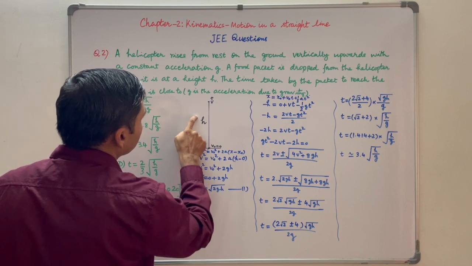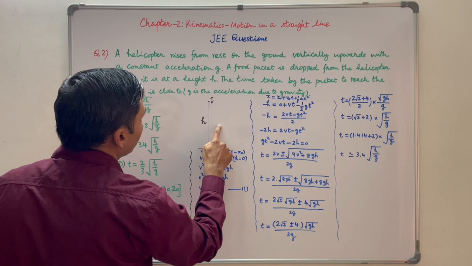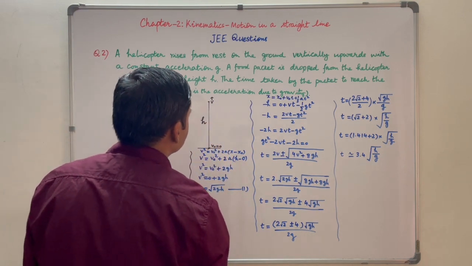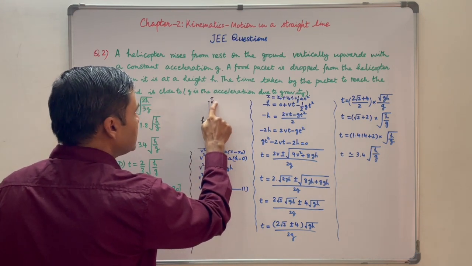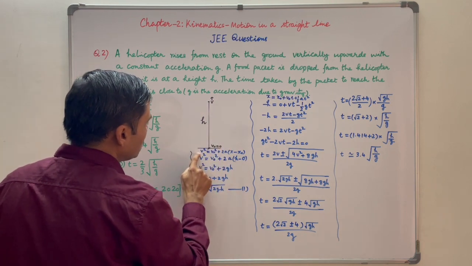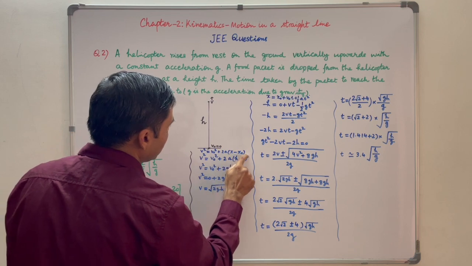When it reaches a height h, it drops a food packet. So we have to calculate how much time the food packet will take to reach the ground. So let us start. First, we will calculate the initial velocity of the food packet when it was dropped. So v square is equal to v0 square plus 2a into x minus x0.